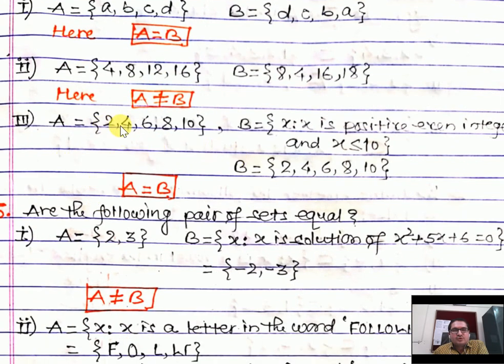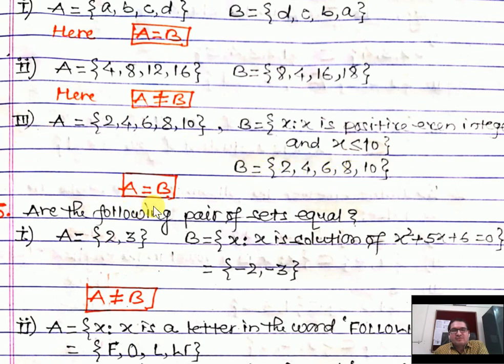Third, 2, 4, 6, 8, 10. This is A. B is given as x such that x is a positive even integer and less than or equal to 10. So a positive even integer will start with 2: 2, 4, 6, 8, 10. It should be less than or equal to 10. So all elements which lie in A are the same as the elements in B.